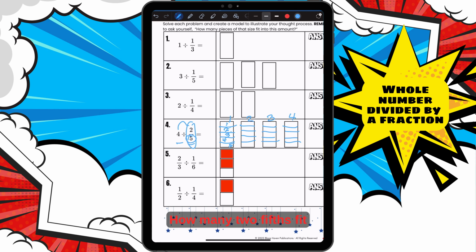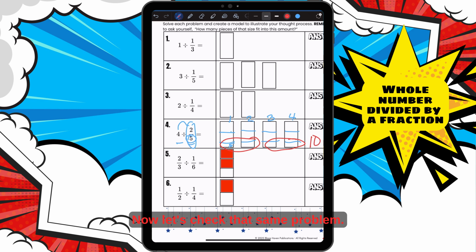How many 2/5 fit in 4? So I'm going to shade in 2 out of the 5. There's 1, 2, 3, 4, 5, 6, 7, 8, 9, 10. Those fifths would have been left, right? So remember, I was handing out 2 slices to each person. So there would be 10.